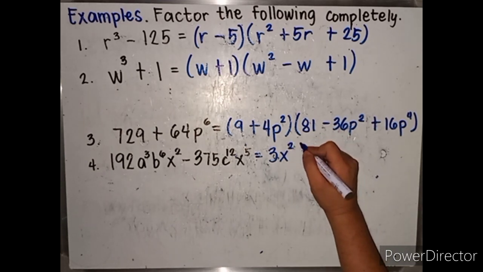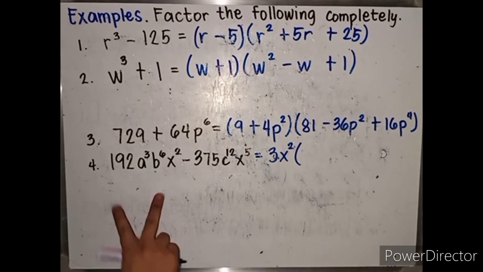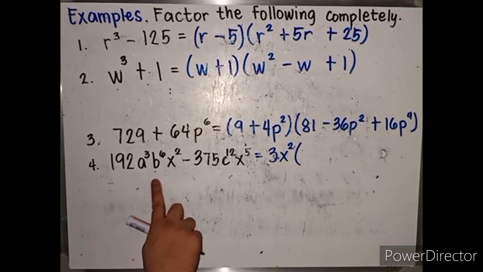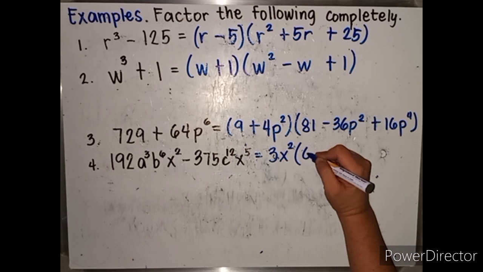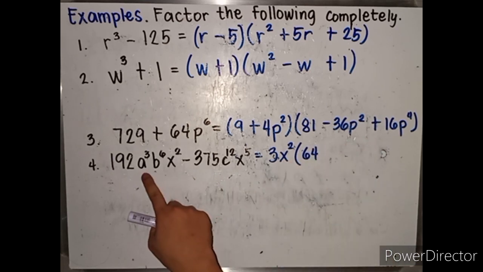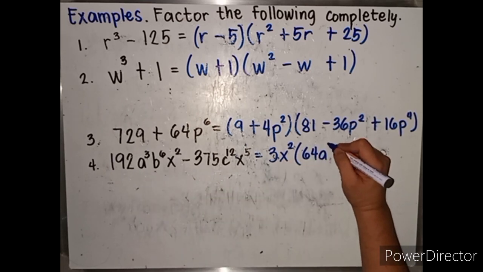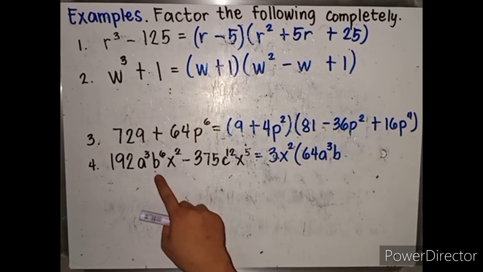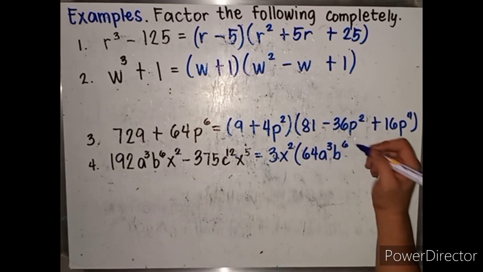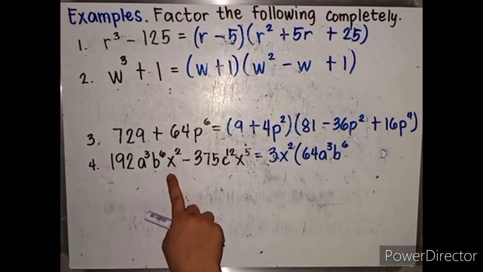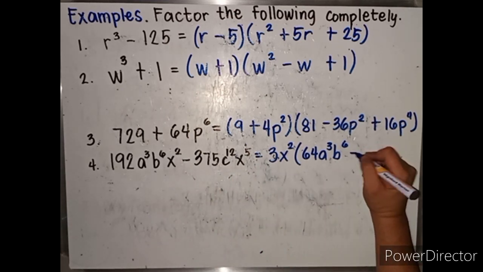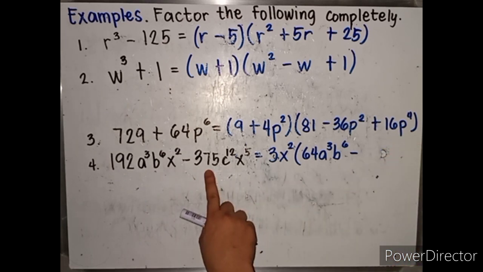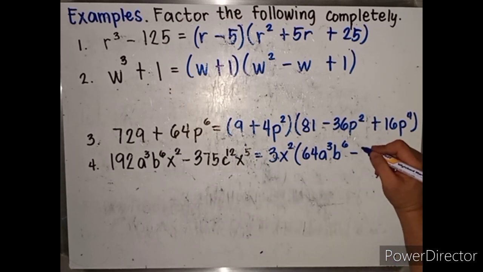Okay, now, divide na natin by the GCMF, yung bawat terms. 192 A cubed b to the 6X squared divided by 3X squared. 192 divided by 3 is 64. A cube will remain as A cube. B to the 6 will remain as B to the 6 kasi wala naman tayong A or B dito. X squared divided by X squared is 1. So, matatanggal na yung X. Okay, minus 375 divided by 3. So, that is 125.